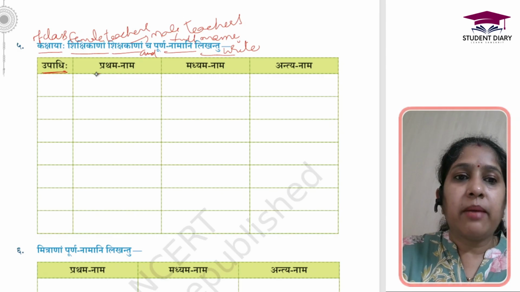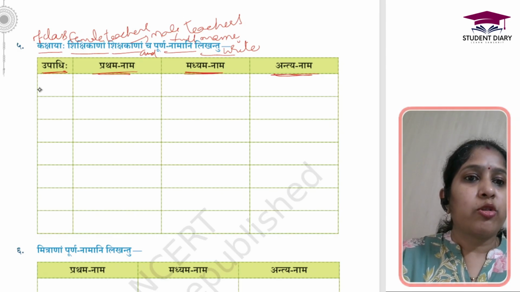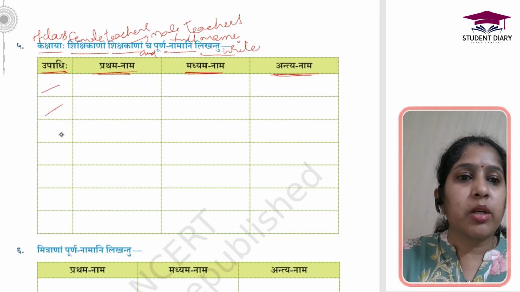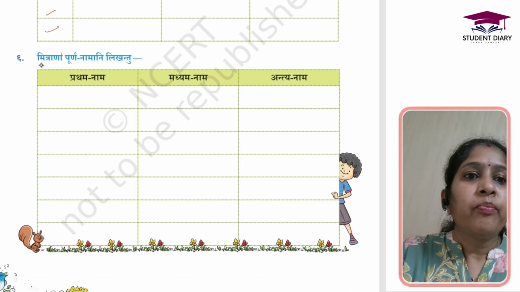Upadhi is title. Pratham Nam is the first name. Madhya Nam is the middle name. And Antya Nam is the last name. So for however many teachers you have in school, like Mr. or Miss or Mrs., you can write here, and then their names you can write. Correct? Now let's go for the next one.